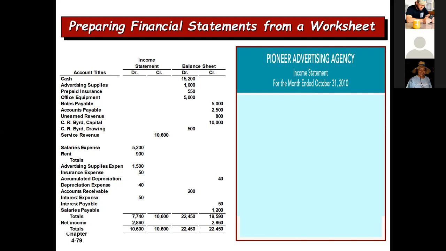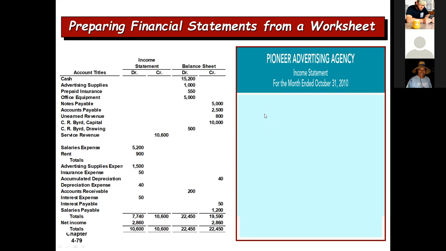And an income statement is always presented by listing the name of the company at the top, the name of the statement, and the period ending. And the income statement is always for a period of time. It's not for the end of the month. It's for the month itself in this case.